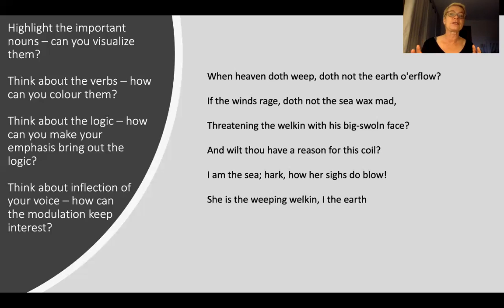So these elements of grammar and syntax. Take special care to look at them, to feel them, to colour them, and to fresh mint them. When heaven doth weep. When heaven doth weep. So that's a little example of fresh minting. At the very moment of saying it, the word is coming to me anew.